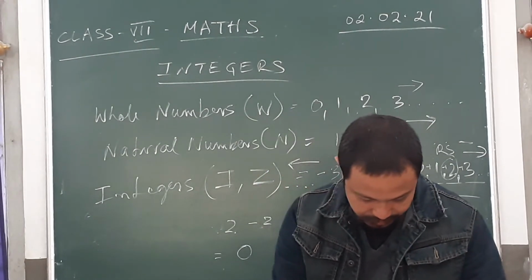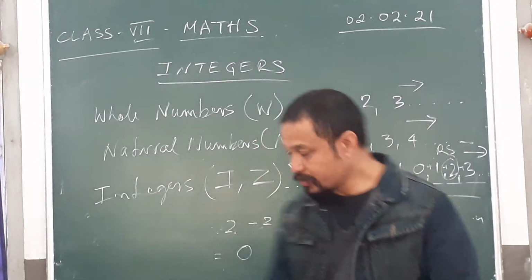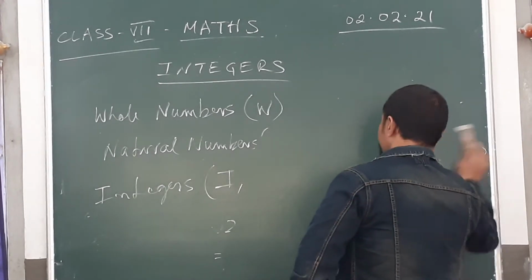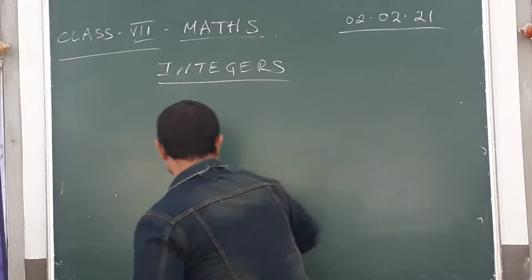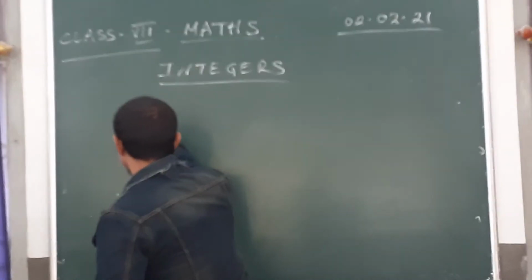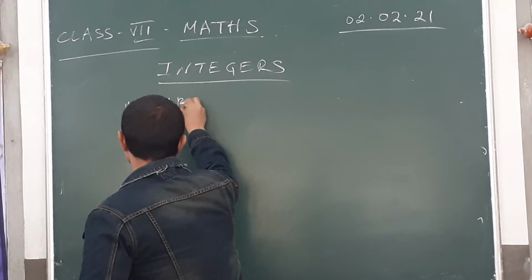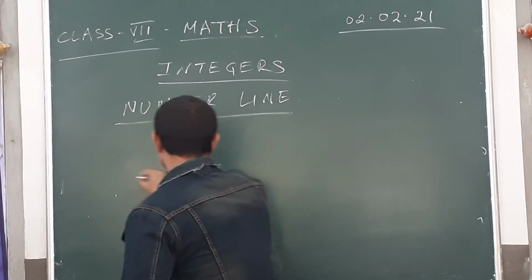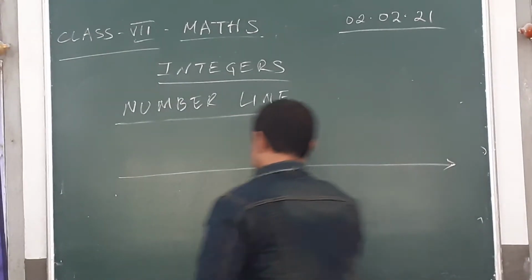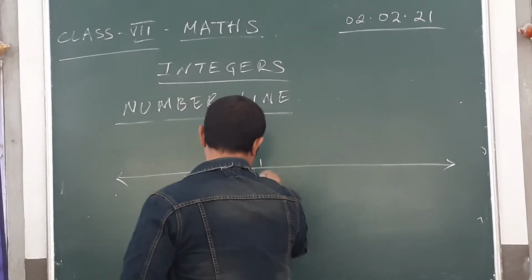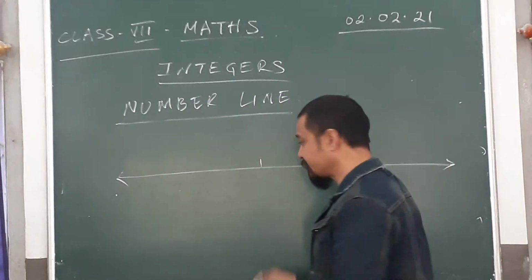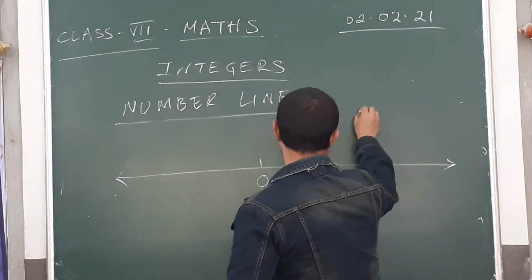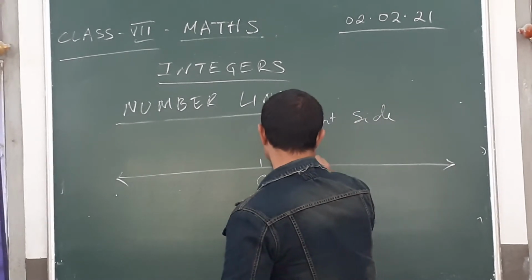Now, representing integers on a number line. What is a number line? We just take a line. Draw a line. There will be a midpoint. The midpoint is always signified by a 0. Then towards the right side of 0, we have the positive numbers.